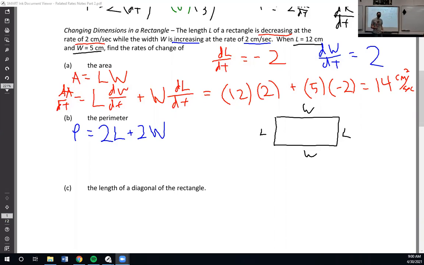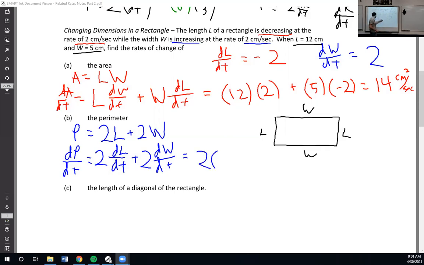Perimeter. This one, when I was talking to people going over it, they were making it more complicated than it needed to be. Derivative of 2L is just 2. Right, so we don't need an L anymore, but since we took a derivative of L, we do need a dL/dt there. So derivative of L is just dL/dt, and then derivative of W is just dW/dt. So we have 2 dL/dt plus 2 dW/dt. So if I plug in, I don't need to plug in L and W at all. And then we have dL/dt is -2, dW/dt is +2, and we get 0.